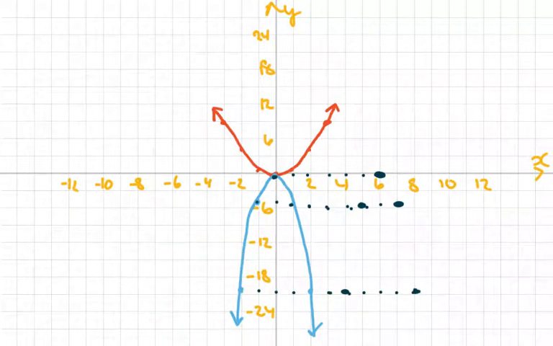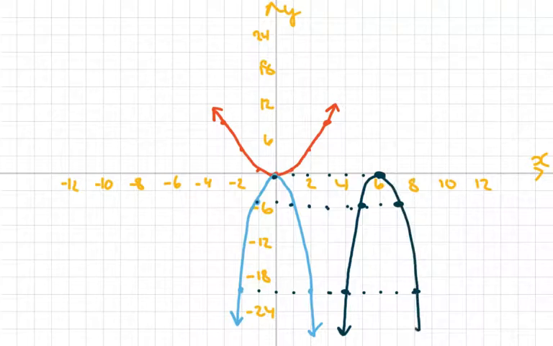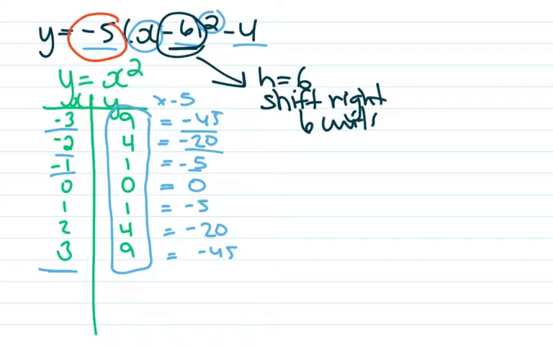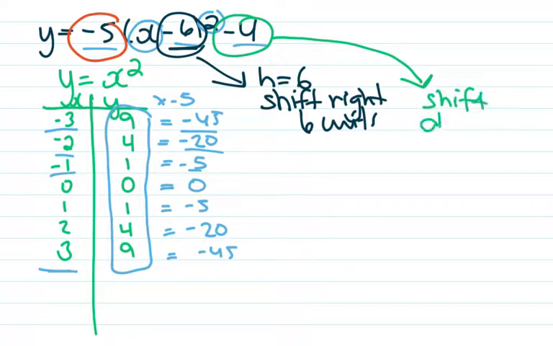Okay, and then I'll connect those larger dots with a smooth curve. So now the shape has stayed the same. It's just moved over 6 units to the right. And then my last transformation is going to be this -4, which is my K value, which will shift my graph down because it's negative 4 units.